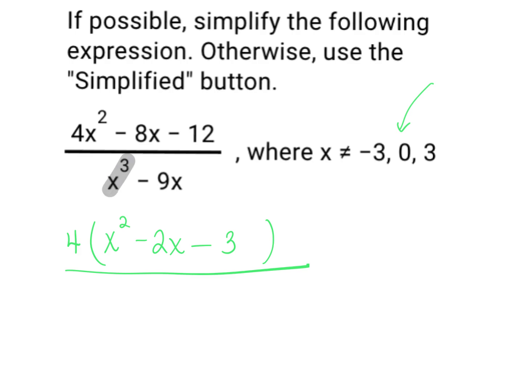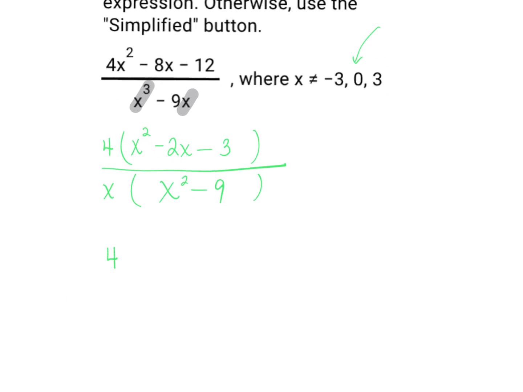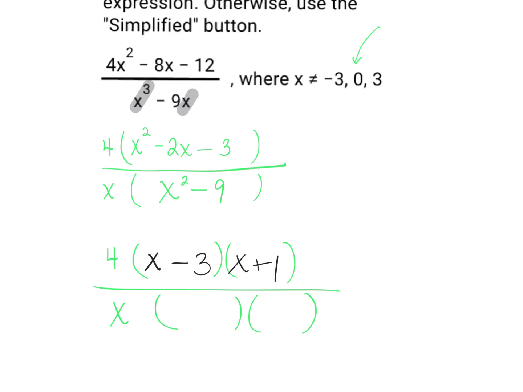In the denominator, I have an x in both terms. So x is going to factor out, and that's going to produce x squared minus 9 remaining. I can do tic-tac-toe on the top and the bottom. And you can pause the video and do that, but we've done a lot of that, so I'm just going to jump right in. Factors of negative 3 that add to negative 2 would be minus 3 and plus 1.